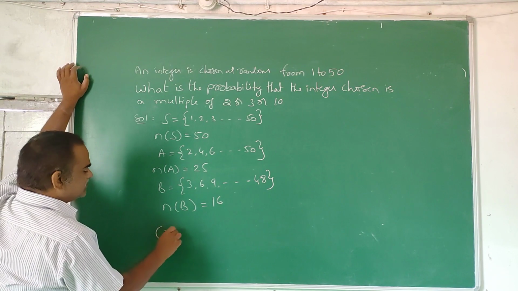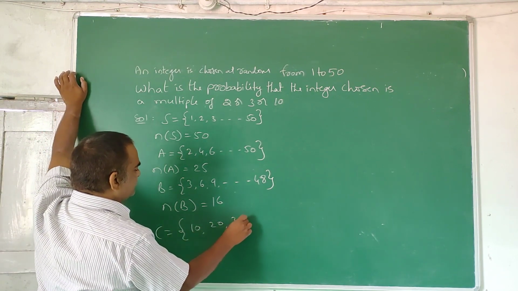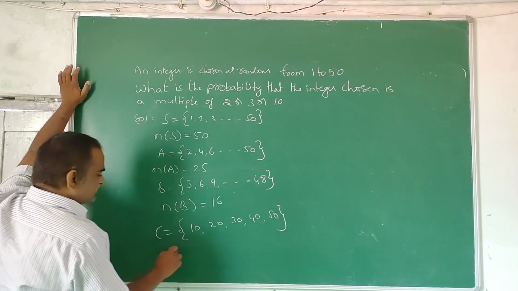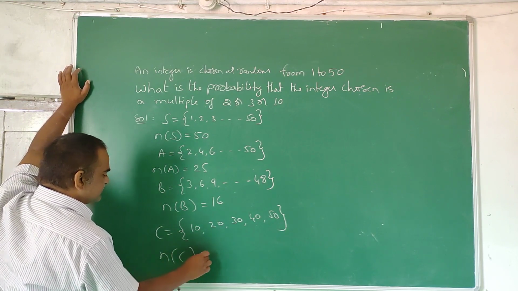C is a multiple of 10. So 10, 20, 30, 40, 50. So C is this set. So n(C) is 5.